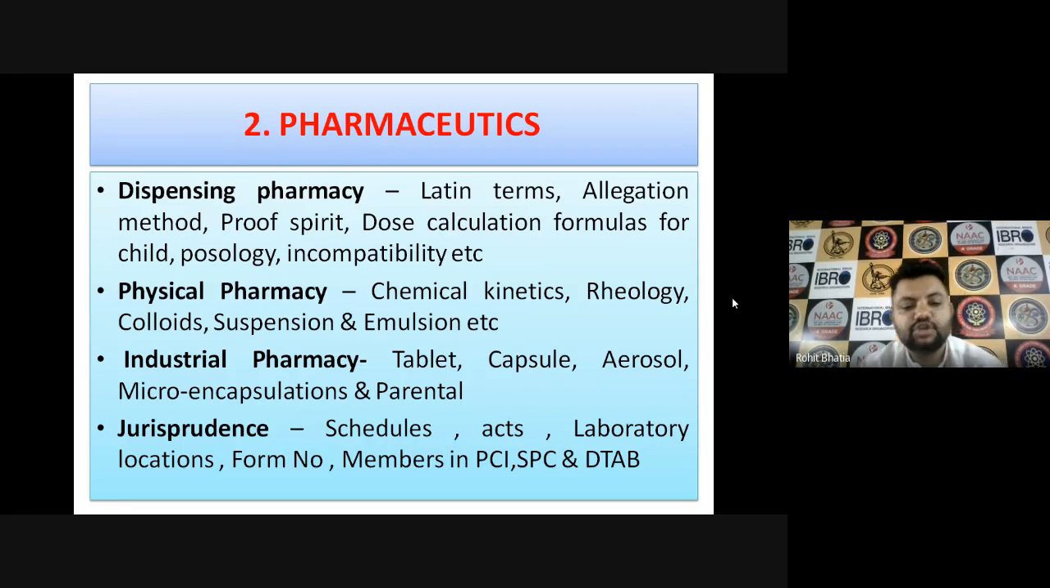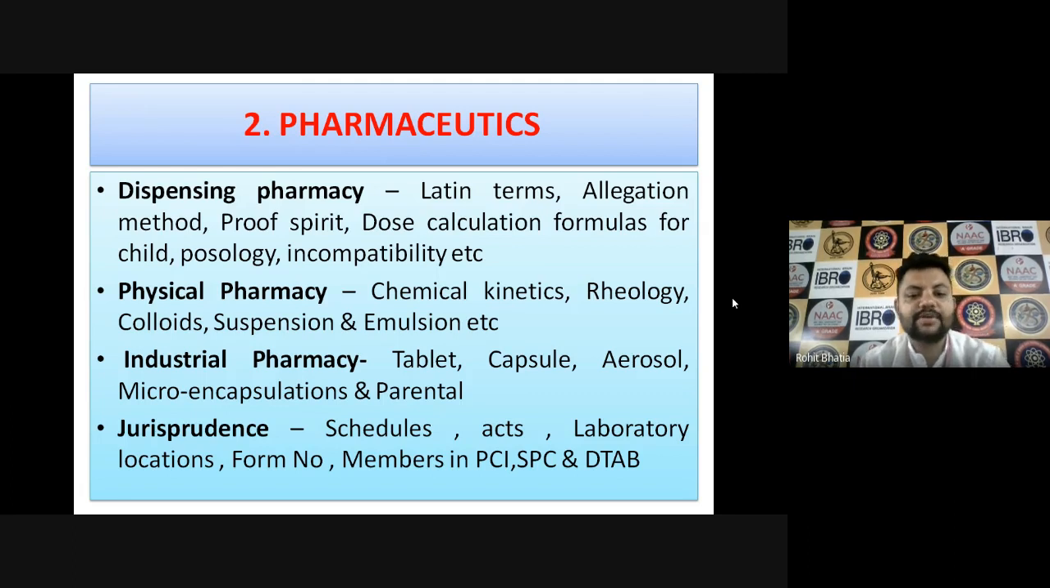Pharmaceutics is widely distributed into several sub-branches like dispensing pharmacy, physical pharmacy, industrial pharmacy, and jurisprudence. In dispensing pharmacy, you will definitely get questions from topics like Latin terms, alligation method, proof spirit method, dose calculation formulas for children, posology, and incompatibility. From physical pharmacy, you will definitely get questions from chemical kinetics, rheology, colloids, suspension, and emulsion.